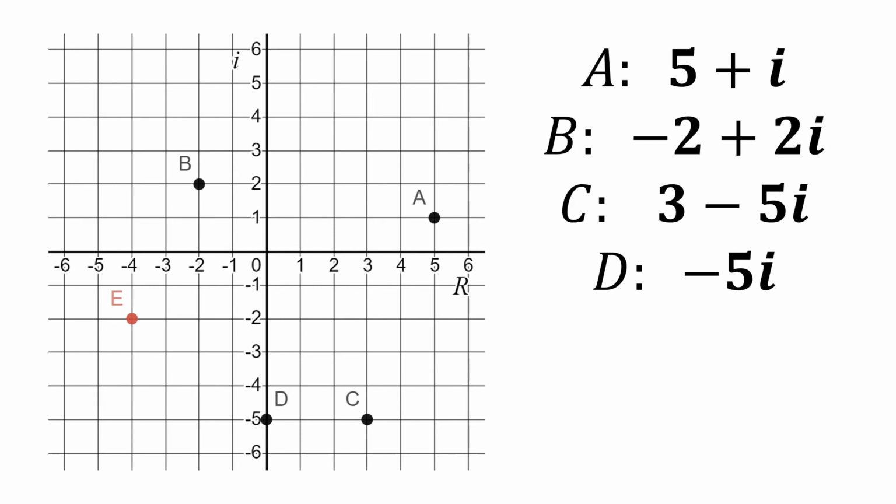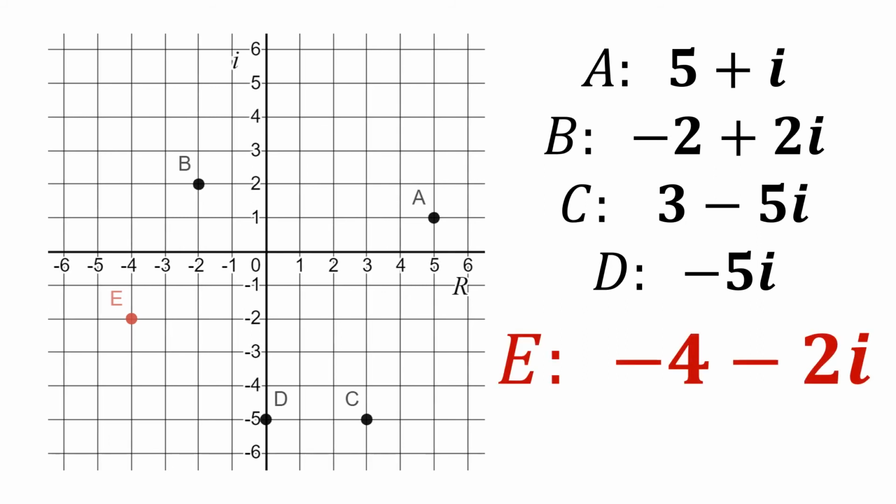Okay, so our fifth complex number, we've labeled it E, and its plot here in the complex plane, it looks like it's gone 4 units to the left on the real axis and 2 units down along the imaginary axis. So we can write this complex number as -4 minus 2i.